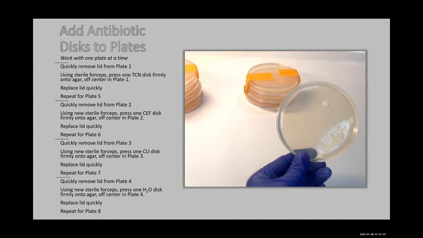For plate 2, we're going to use the same process and place a disc of cephalexin onto the agar for plate 2, and then also plate 6. We're going to use the same process for plate 3 with clindamycin, and as well for plate 7. And then we're going to place our distilled water discs in plates 4 and 8, and we're going to use a new pair of heat sterilized forceps every time.